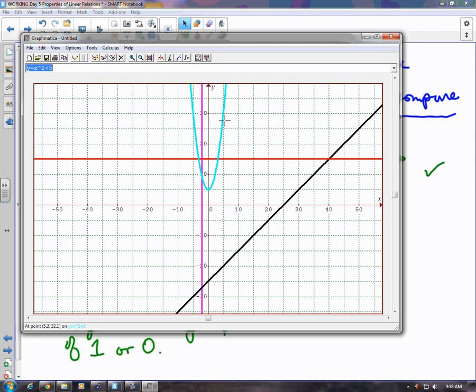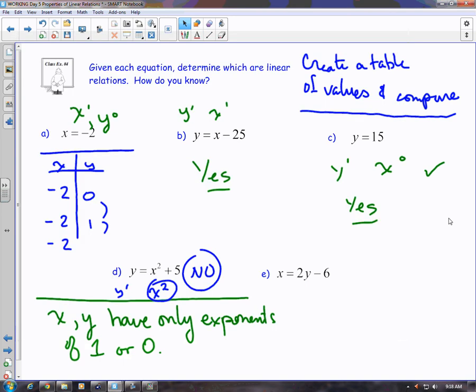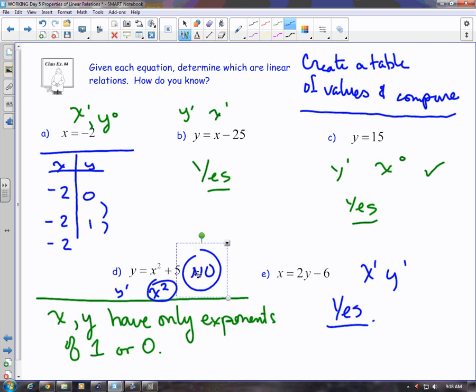You see this curved function, or curved relation. So because that x has an exponent other than 0 or 1, we know that this one is not going to be a linear relation. And then this last one here, it's written differently. It's not written y equals, but it's written x equals. So again, we simply look and we say, well, the x has an exponent of 1. The y also has an exponent of 1. So our answer for this one is, yes, it's going to be linear.